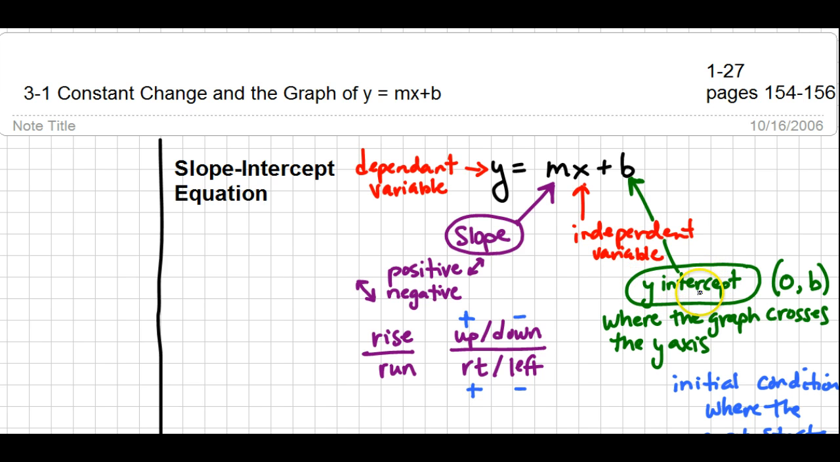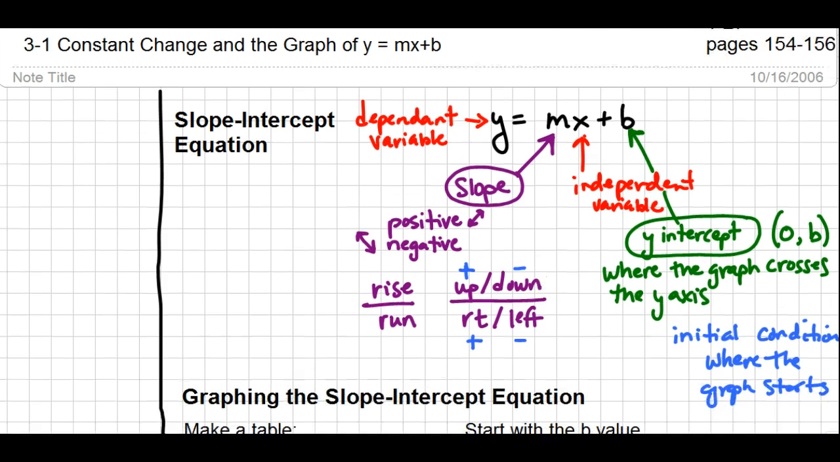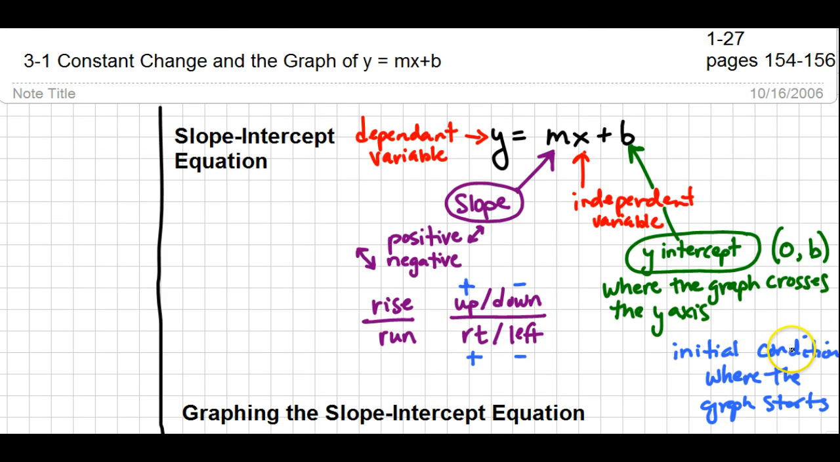Remember that an intercept is simply where something crosses something else, and so the y-intercept is where the graph will cross the y-axis. So that coordinate is actually the coordinate (0, b): 0 for x, and then whatever that value is. The book refers to the b value, in some cases, as the initial condition. So if students see that phrasing, they should know that that piece of information is simply where the graph will start.